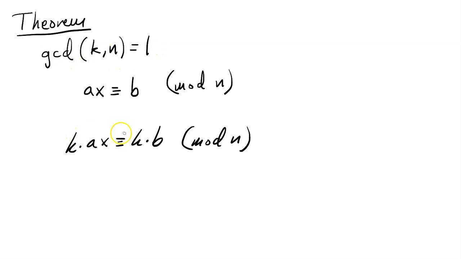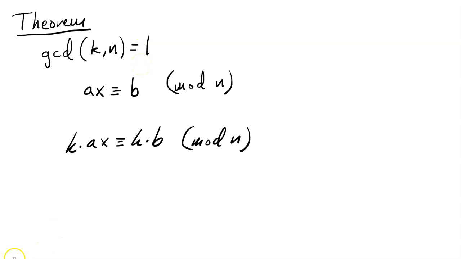So we can multiply a number on both sides of an equation and not multiply it in the modulus if the greatest common divisor of the number we multiply with and the modulus is 1. So this is the special case from what I had before. Normally we said that if we multiply with k here, we should also multiply this by k. But we don't have to multiply the modulus if the greatest common divisor of the number we multiply with and the modulus is 1.